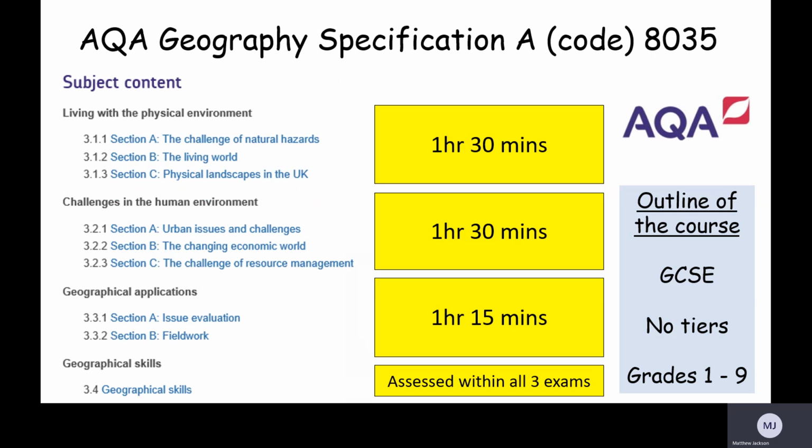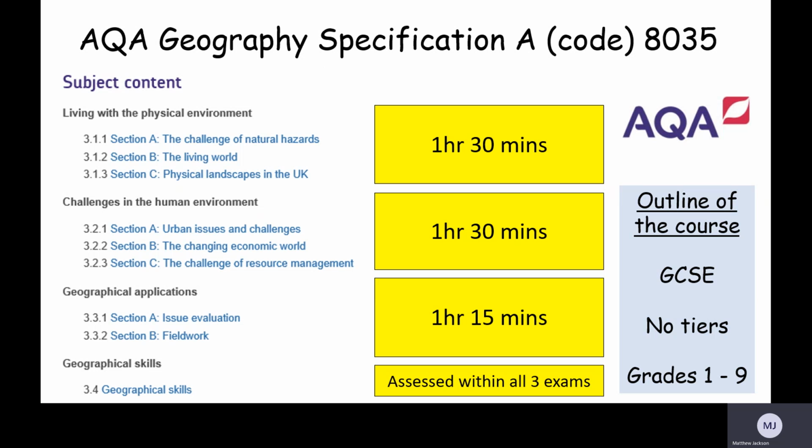So geography, we use the AQA, and the specification code is 8035. If you type that into Google, that black line, then it will come up and you can explore it a little bit more, go into a little bit more detail about the specification and any more questions. You can just investigate it further.